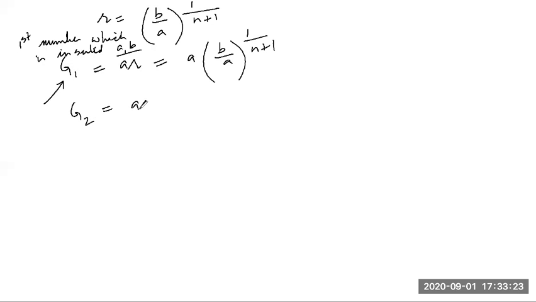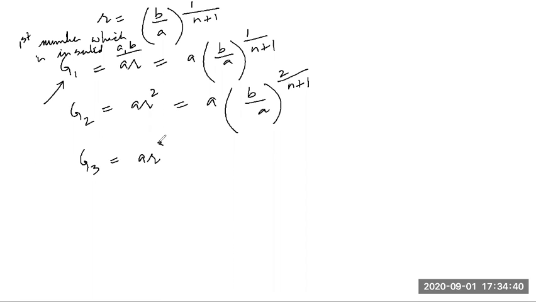G2 is A R square. It will be equal to A into (B by A) all raised to power 2 by n plus 1. Am I right, students? So students, G2 is that. So what will be G3? G3 will be A R cube. So this will be equal to A into (B by A) raised to power 3 by n plus 1. Like that, what will be nth number?